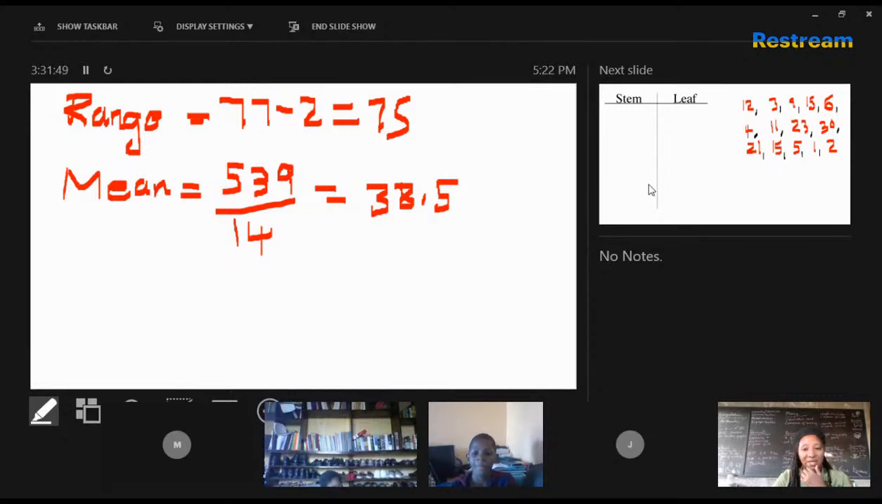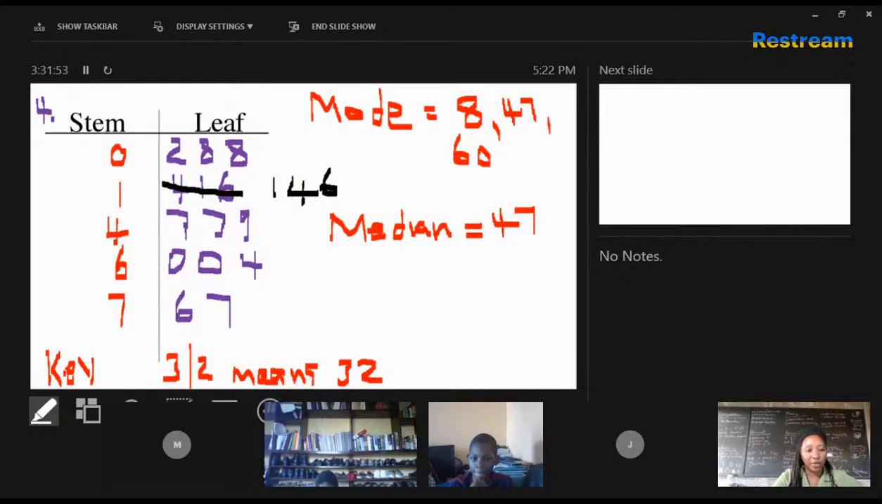Now, let me remind you again. With the stem and leaf plots, you would see the key. The key tells you how to interpret the stem and leaf. So 3, 2 means you combine the stem with the leaf to get 32. On the stem and leaf plot, you would see your key. You would also see the title, so it would tell you what each number represents.